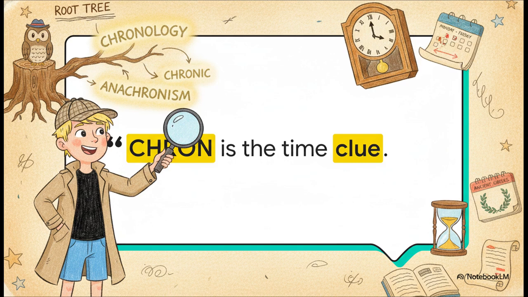Which brings us to a fantastic memory cue. Chron is the time clue. Seriously, if you see this root in a word, you just have to ask yourself one question. Is this word about time, a sequence, or a period of time? By treating it as a literal clue left behind by the ancient Greeks, you instantly become a word detective.